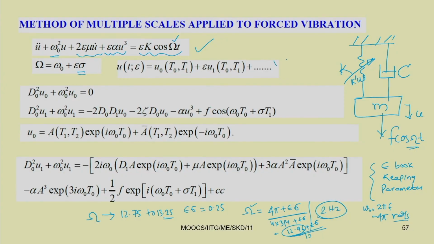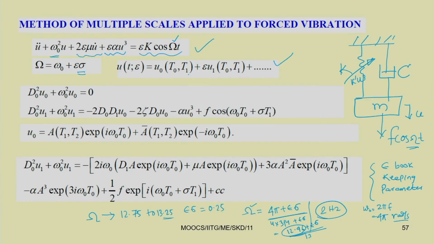Now, again expanding this u(t, epsilon) in this form: u0(T0, T1) plus epsilon u1(T0, T1). We can take 2 terms, or more terms also, depending on our applications. When you are taking more terms, it will be difficult to solve manually. If you want to solve manually you can take a few terms, but if you can use symbolic software and write your own code, you can take more terms also.